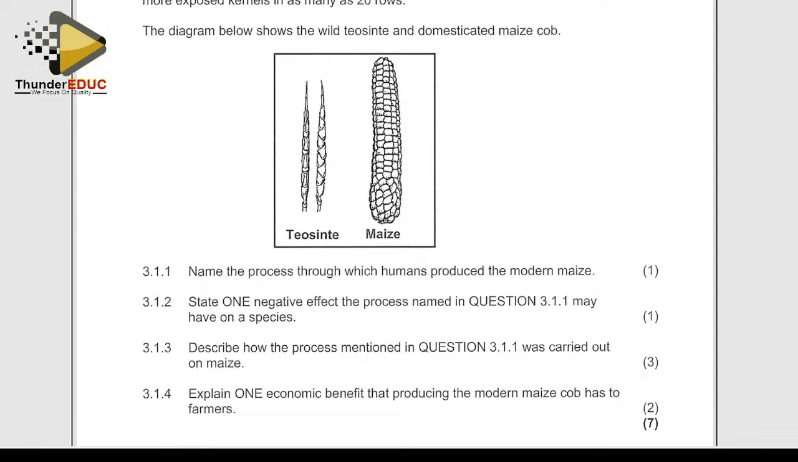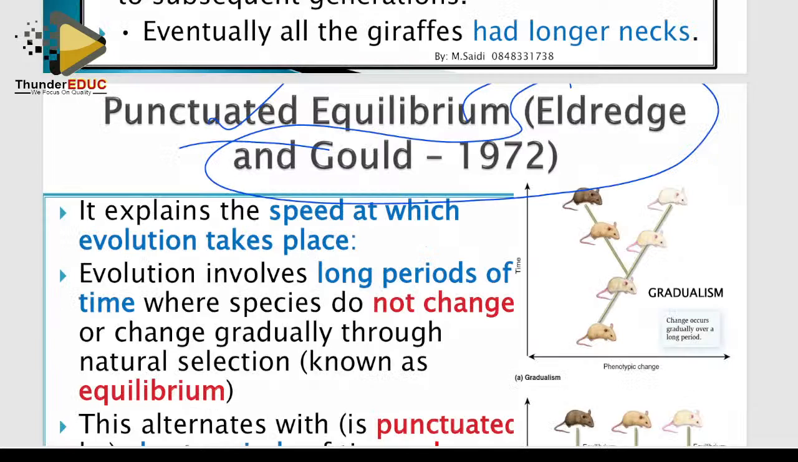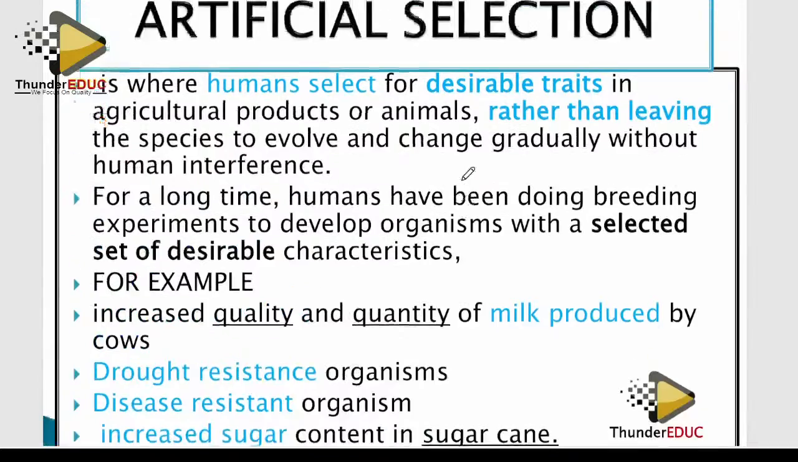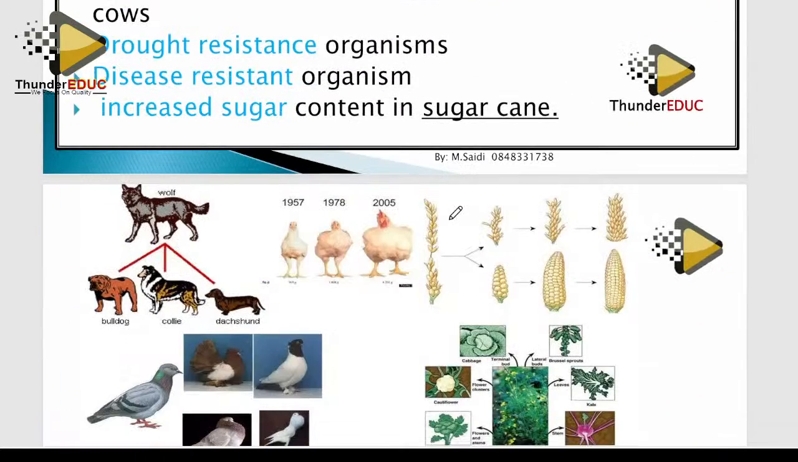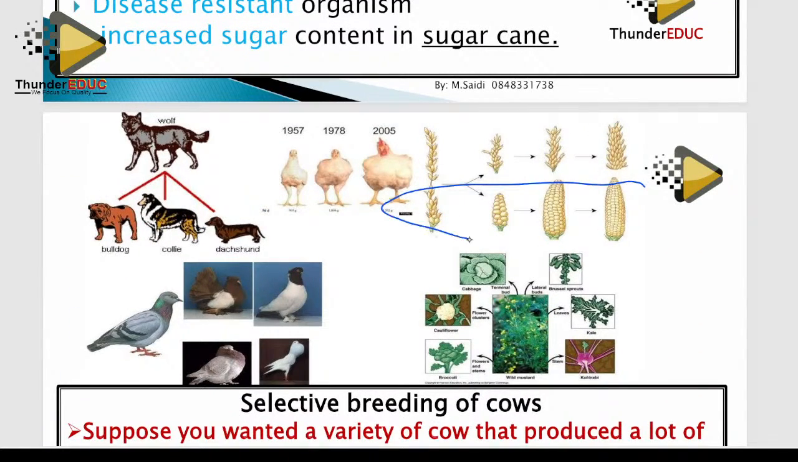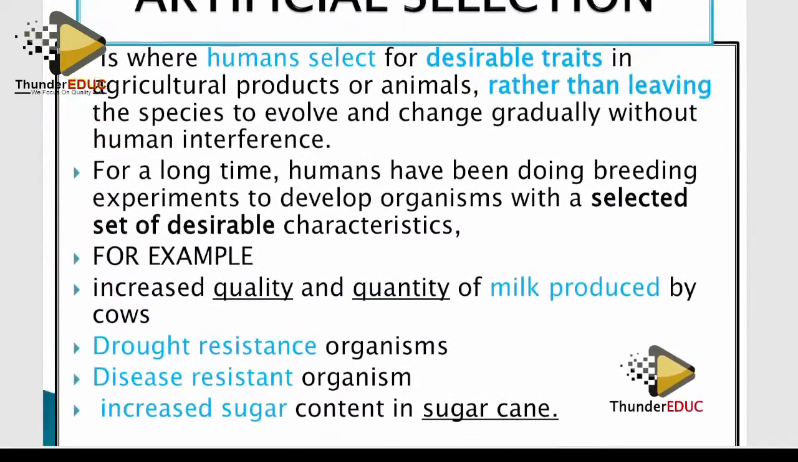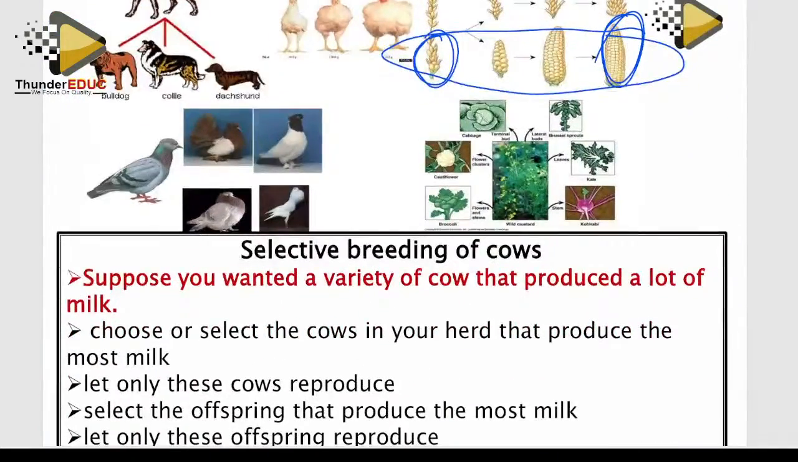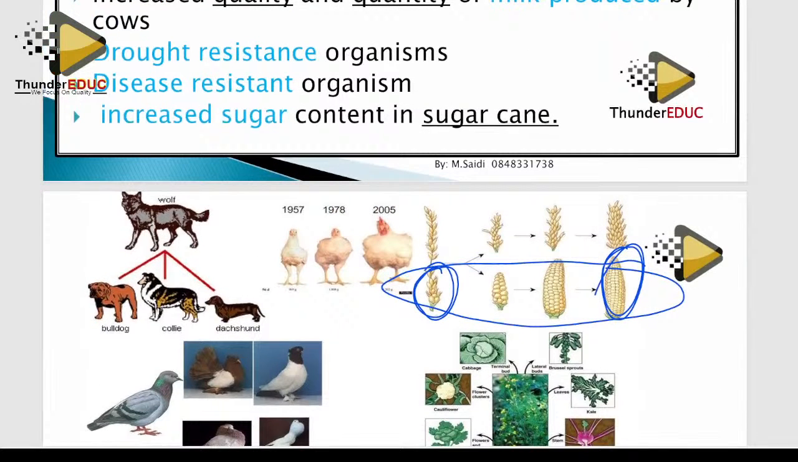The diagram below shows the wild maize. Name the process through which humans produced this. How do you call this process? We call it artificial selection or selective breeding. This is the maize they are talking about. They brought this maize and they brought this maize. That's it. So it is artificial selection, yes. Sometimes you call it selective breeding.